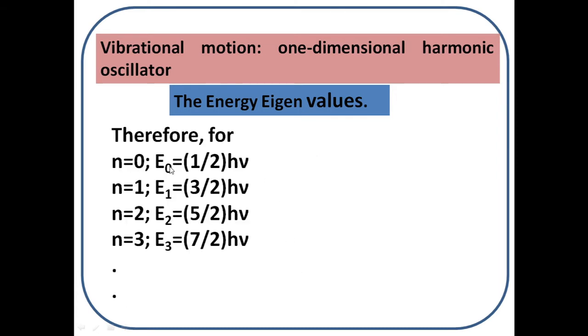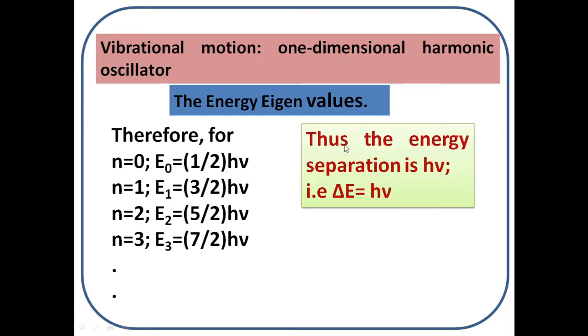The energy corresponding to different values of n: for n is equal to 0, we will have the minimum energy E0, that is given by half h nu, and for n is equal to 1, E1 is equal to 3 by 2 of h nu. For n is equal to 2, E2 becomes 5 by 2 h nu, and for n is equal to 3, E3 is equal to 7 by 2 h nu, and so on.